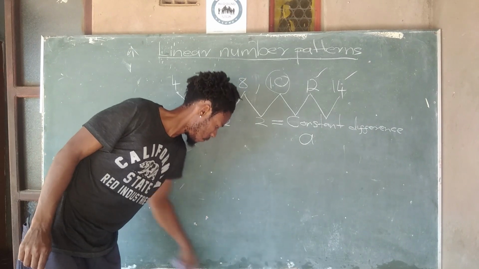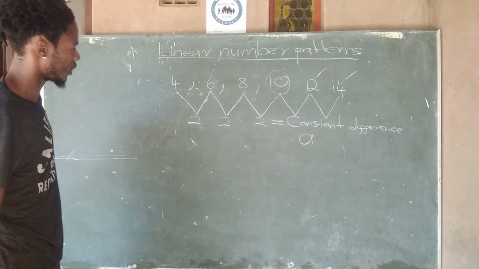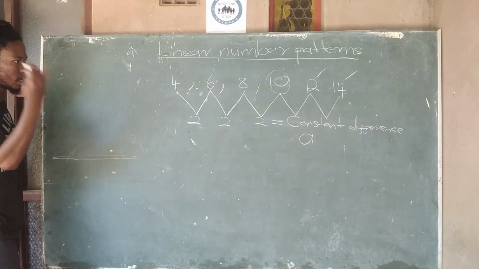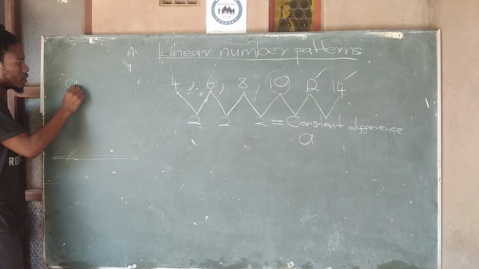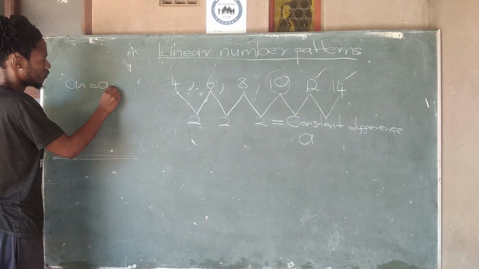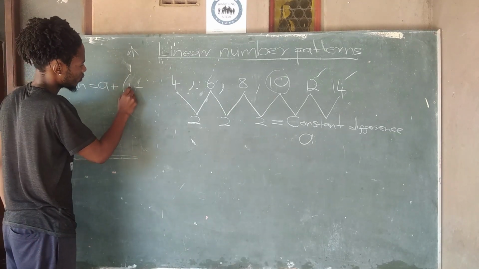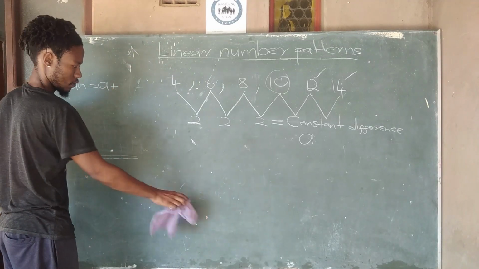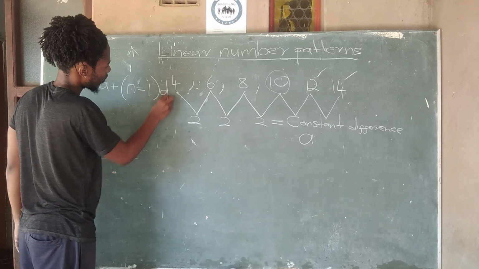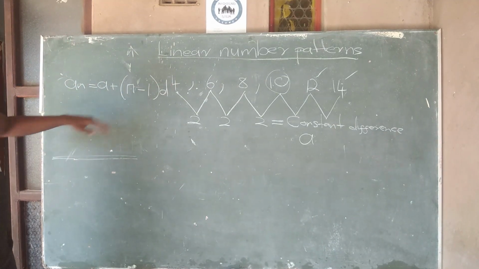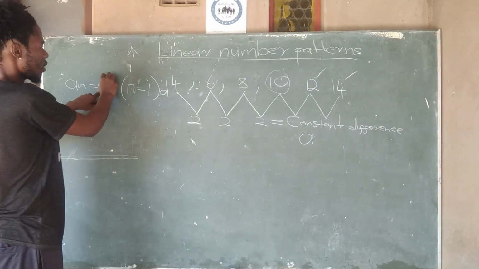And then they say write the general term of this sequence. If you hear general term, find the general term of the sequence, you remember this equation. It's a plus n minus 1 times the common difference. You can use this equation. What is your a? Your a is the first number of the sequence.